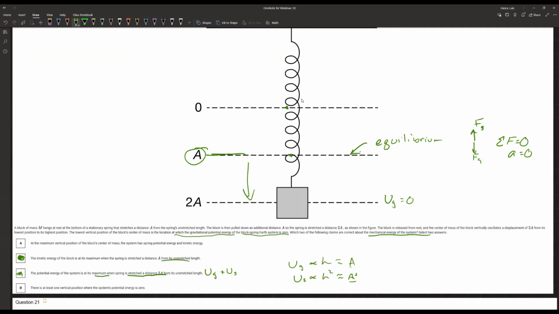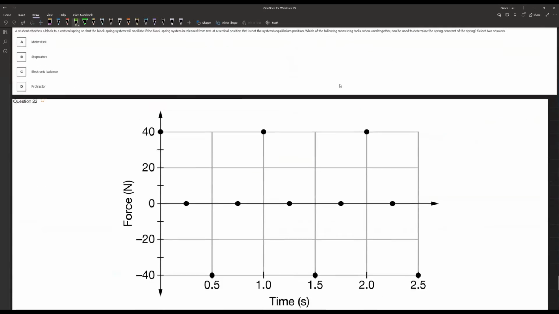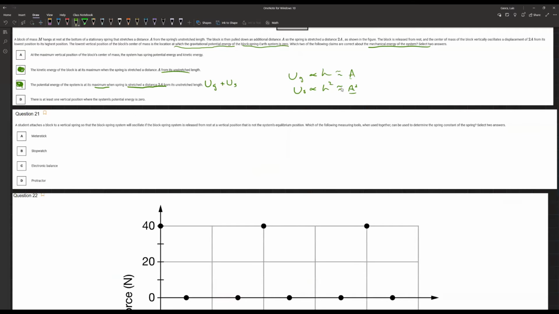And our kinetic energy is essentially 0. So C is our best answer choice here. Let's go to 21. I know, it's already like 7:05, sorry, and we still have 6 questions after this one.